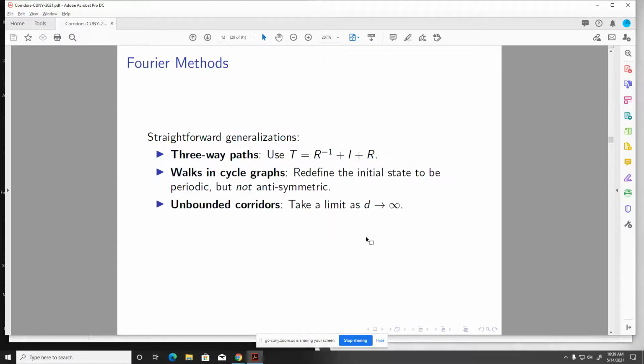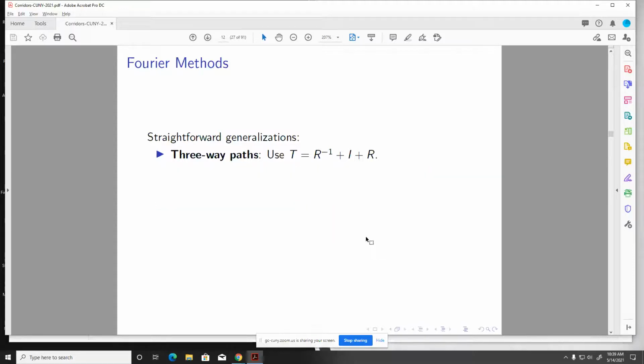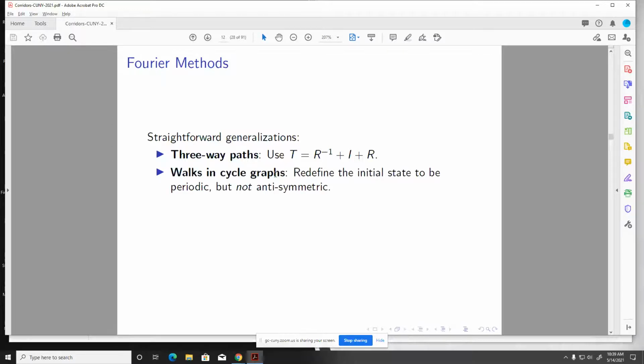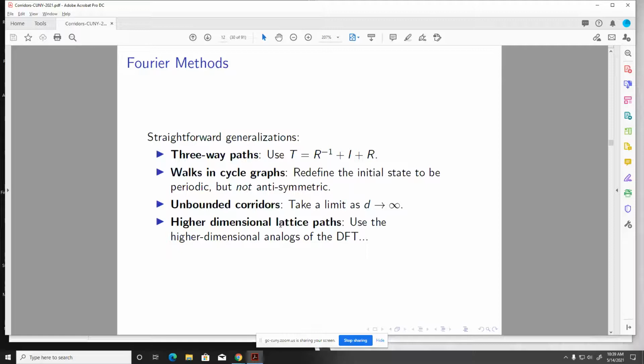So how can we generalize these things? Well, we can get three-way paths very easily. We can actually talk about walks in cycle graphs. So the classic corridor can be thought of as counting paths in a path graph. If you want to count paths in a cycle graph, all you have to do is redefine your initial state. Everything else works out the same. Also, you can think of it as a type of random walk. So we can actually talk about random walks. We can talk about taking the limit as the corridor height goes to infinity, unbounded corridors, and all these things actually do generalize to higher dimensions as well.